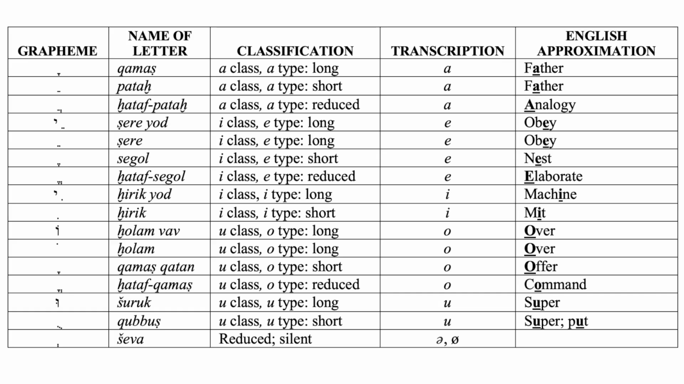Let's go into our final class of vowels, the U-class, and we start with the O-type. So the U-class O-type long vowel is known as cholam vav, which is a long vowel like O in over. And cholam, written without the vav, is also a long vowel, like the O in over. After that comes kamatz katan, which properly speaking is a U-class O-type short vowel, like the O in offer.